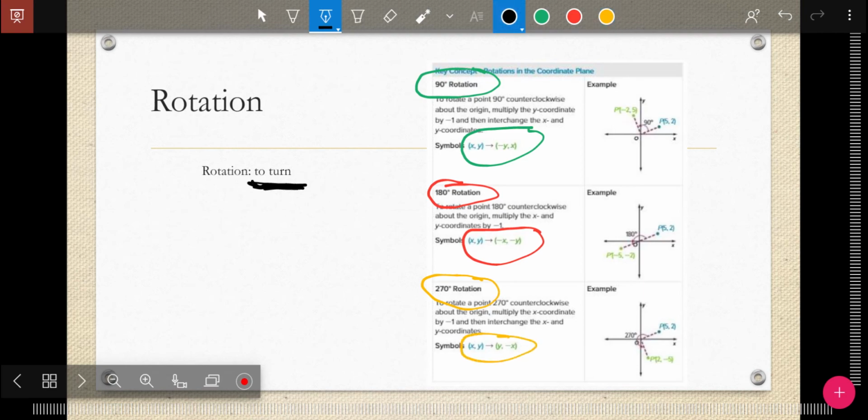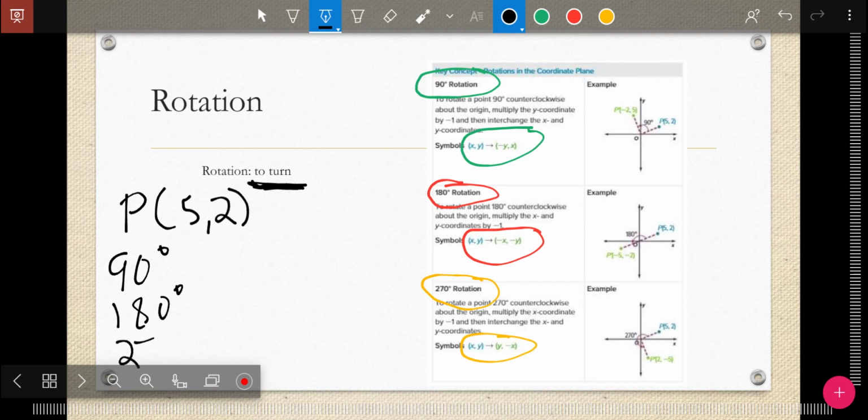If I have just a basic point like 5, 2, and I want to talk about a 90-degree turn, a 180-degree turn, and a 270-degree turn: a 90-degree turn uses this rule, x, y becomes opposite y, x. So y was 2. The opposite of 2 is negative 2. X was 5. And so the last part is 5. So that's the new point, negative 2, 5.